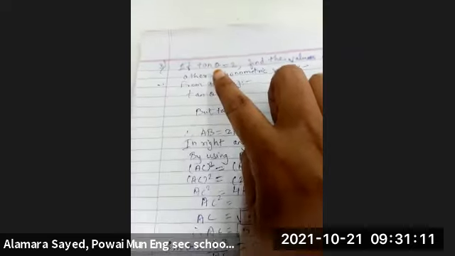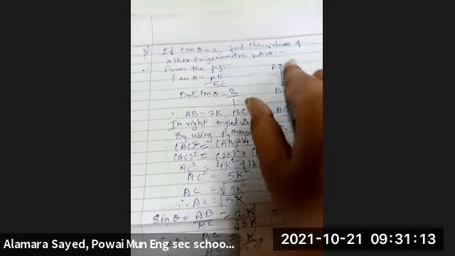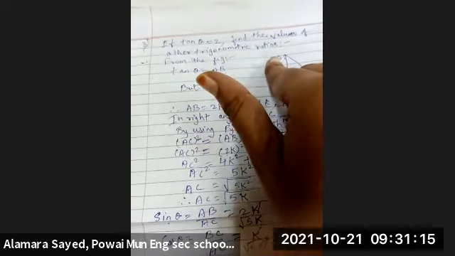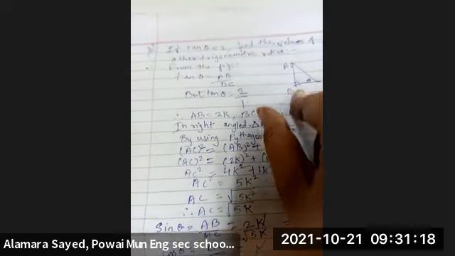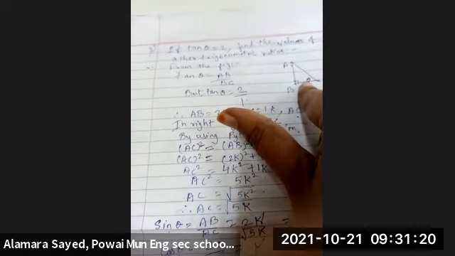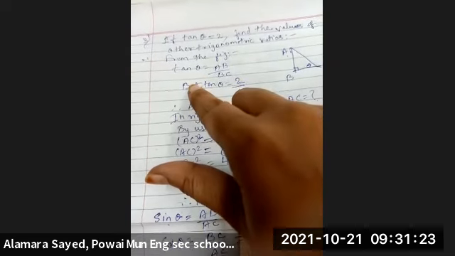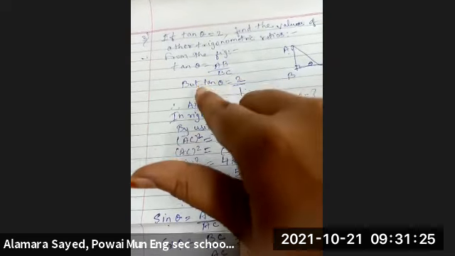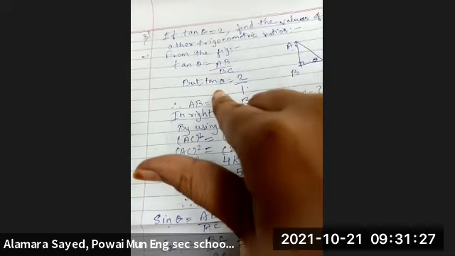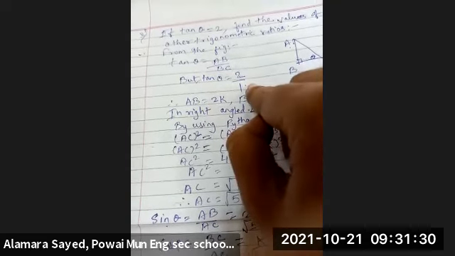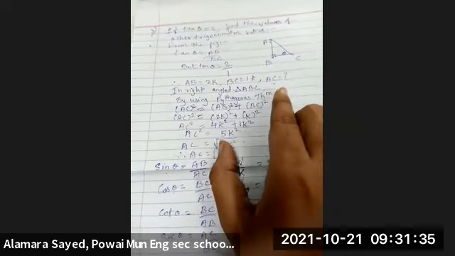Okay, students, I will explain this question again. So, see, if tan theta is equal to 2, find the values of other trigonometric ratios. From this figure, this is a right angle triangle, and this is theta here. Tan theta is AB upon BC. As per the question, tan theta is equal to 2, so it will be 2 upon 1. Therefore, AB is equal to 2k and BC is equal to 1k. And we have to find AC.